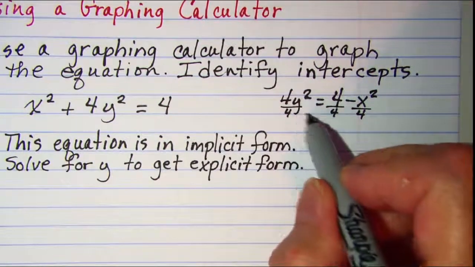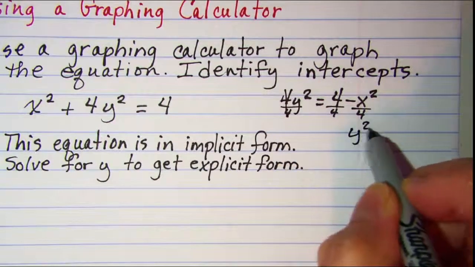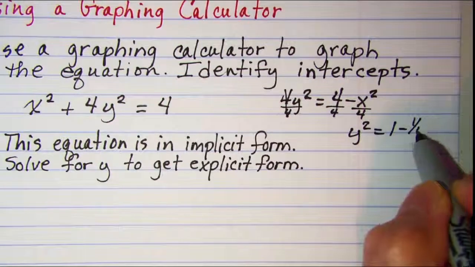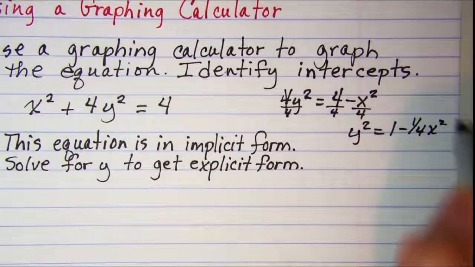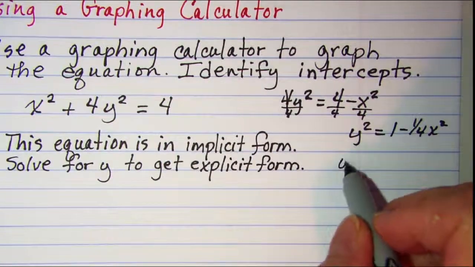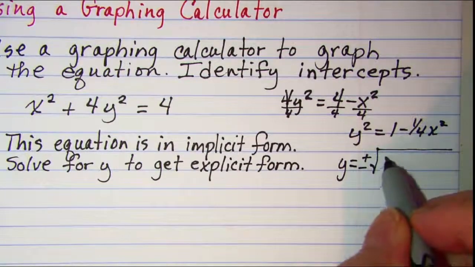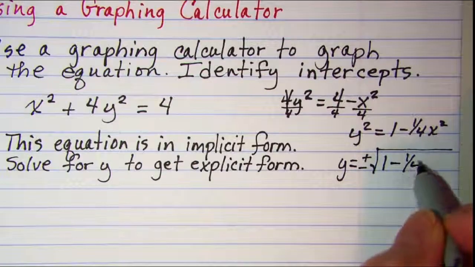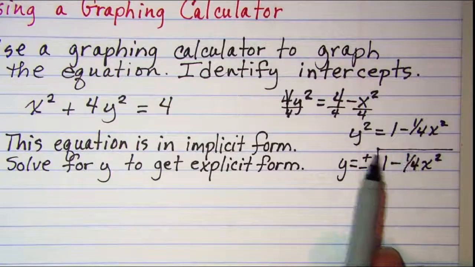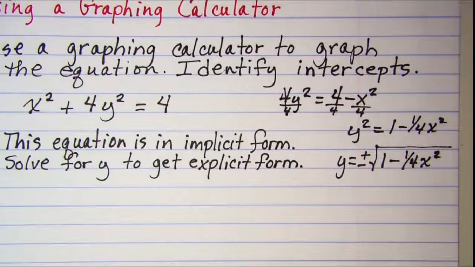So this gives us, these will cancel, and I have y squared is equal to 1 minus 1/4 x squared. And then square root both sides. So we have y equals plus or minus the square root of 1 minus 1/4 x squared. Now we have this in a form where we can graph it on our calculator.